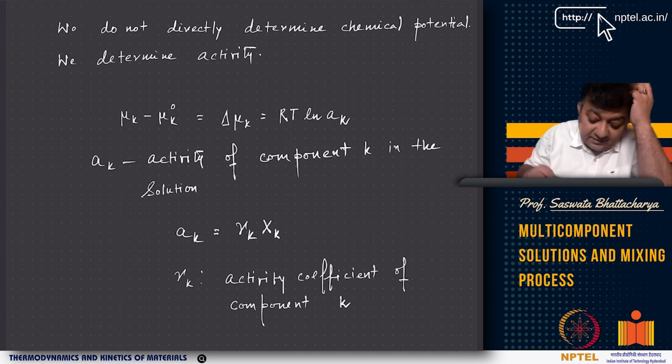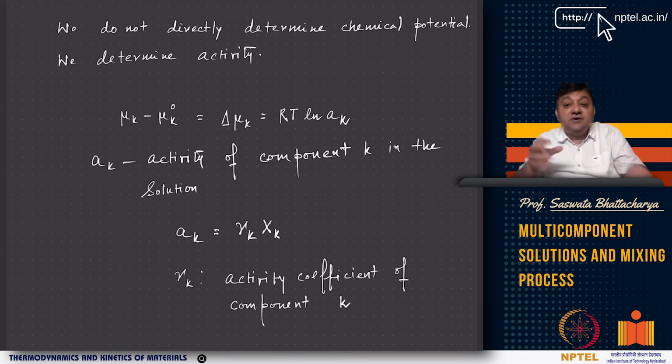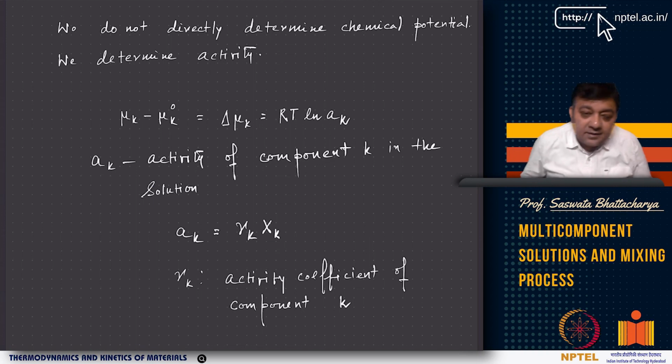One thing you have to understand is that we define something called activity. Instead of the mole fraction of components in the solution, we define the activity of component K in the solution. We generally never determine the chemical potential of components in a solution; we determine activity. Activity should be related to the chemical potential, but experimentally, we determine activity, we do not determine chemical potential.